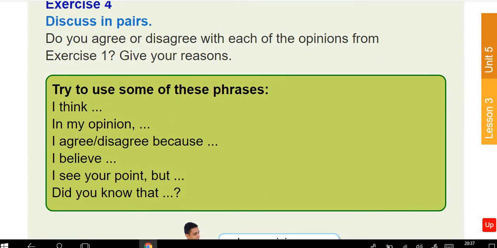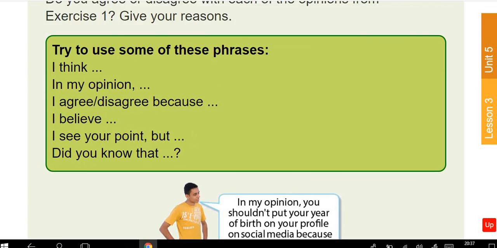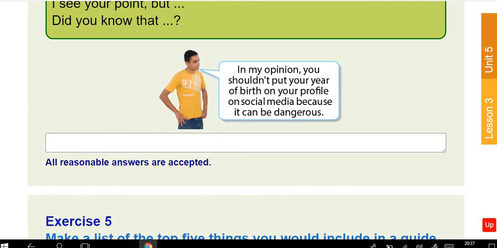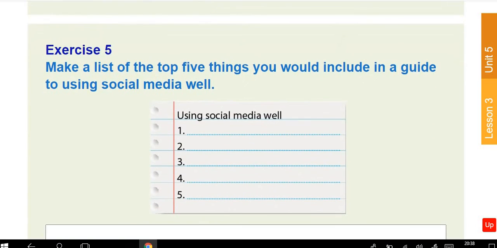If you want to show your agreement or disagreement with each of the opinions from exercise 1 and you want to give your reason, you should use these phrases: I think, in my opinion, I agree or disagree because, I believe, I see your point, but, do you know that. All of this gives you the chance to express your ideas freely, okay? Like this one: In my opinion, you shouldn't put your year of birth on your profile on social media because it can be dangerous, okay?